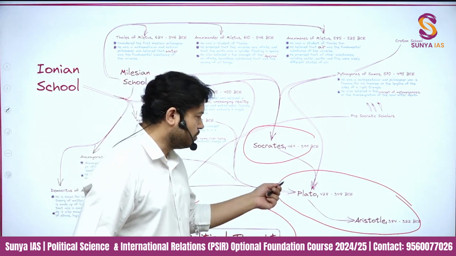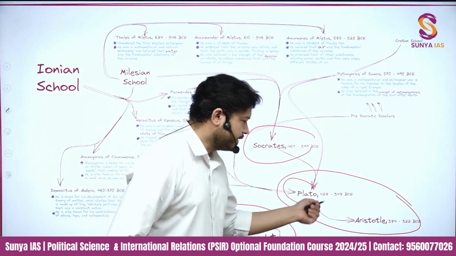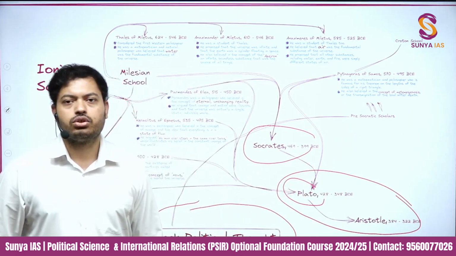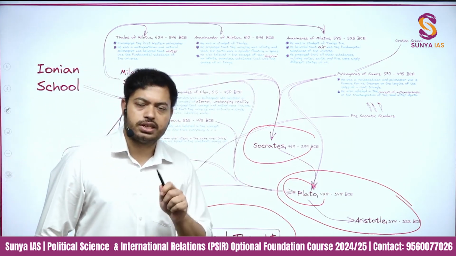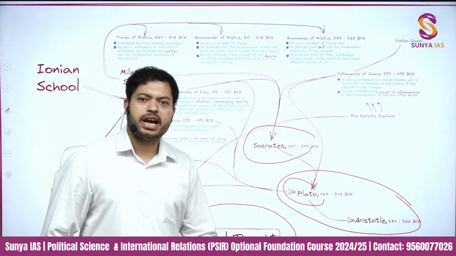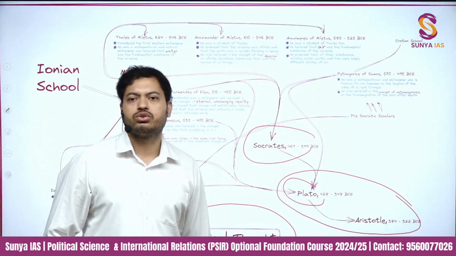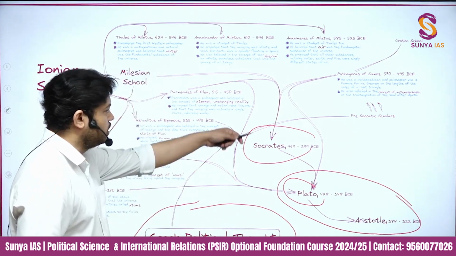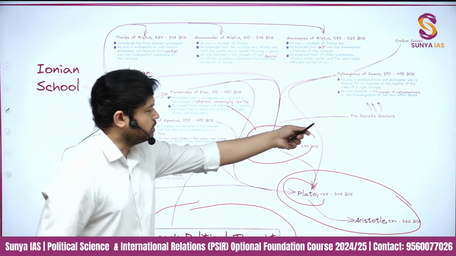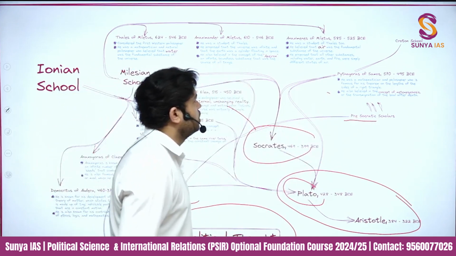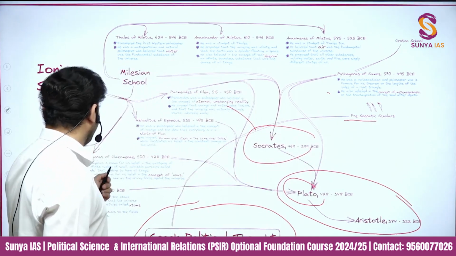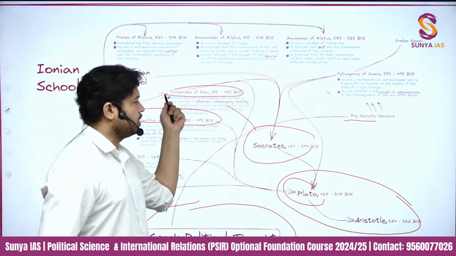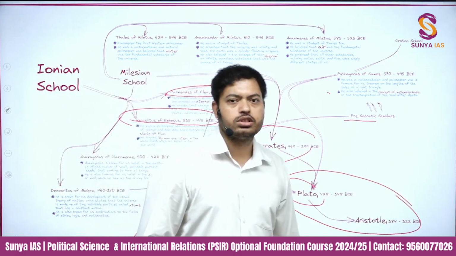So we have to study Socrates, as well as in Plato's seminal text Republic, Socrates has been shown as a character. So you need to know about Socrates also. And now it has been observed that in the past few years, questions have also been asked from the writings of other pre-Socratic scholars. This line shows the pre-Socratic scholars, and scholars like Heraclitus and Parmenides play a very vital role. So about them also you need to know some important things.